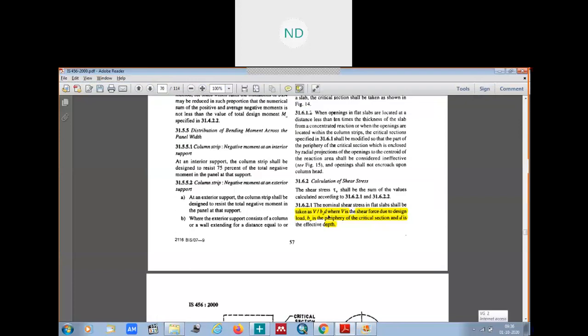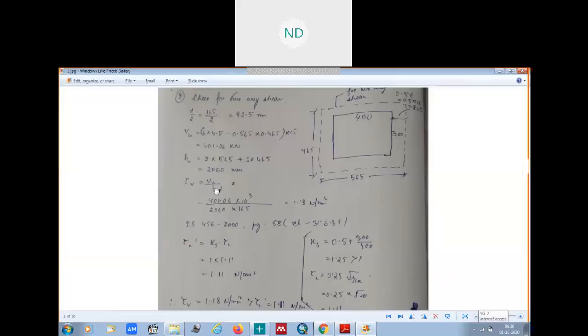This one, the nominal shear stress is given by Vu by b0 into d. So that is Vu by b0 into d. Okay, so what is your Vu here? The shear force. Here, this is the dimension of the panel, which was given to you in your first question, 6 into 4.5. From the panel, if we do this minus this, the critical section, we will get the shear force on this portion.